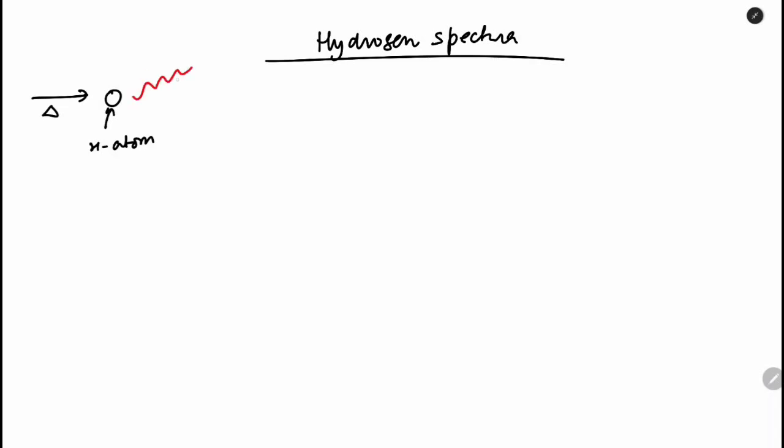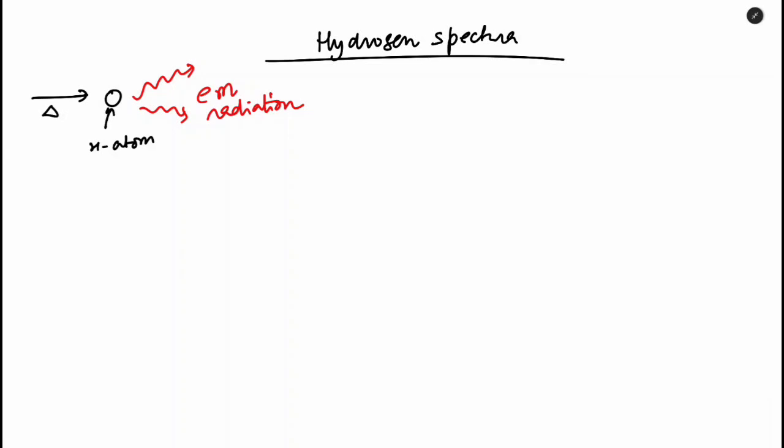Hydrogen spectra. Suppose this is a hydrogen atom and it is being heated. When it is being heated, what do we see? When anything is heated, we see radiation coming out. These are electromagnetic radiation. When an atom is heated, it emits energy in the form of electromagnetic radiation. And this radiation may consist of various components of various wavelengths.